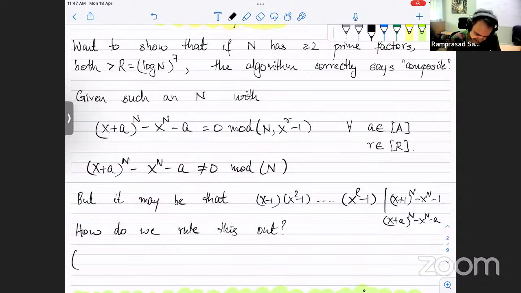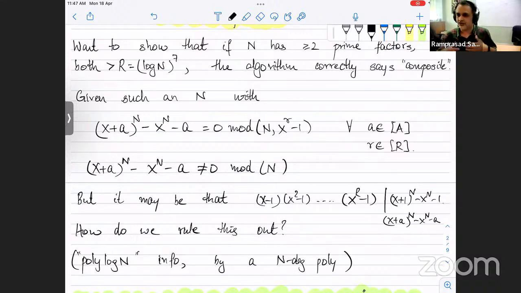By which I basically mean that it seems like we have polylog n, I mean, in a vague sense, information, but an n degree polynomial. We are somehow trying to argue that a degree n polynomial is 0 by something that looks like polylog amount of information. Okay, it's a little vague at this point, but I'm just saying that on the face of it, it feels like, well, this could be true. Maybe it's true for all of these things. How do we somehow argue this?